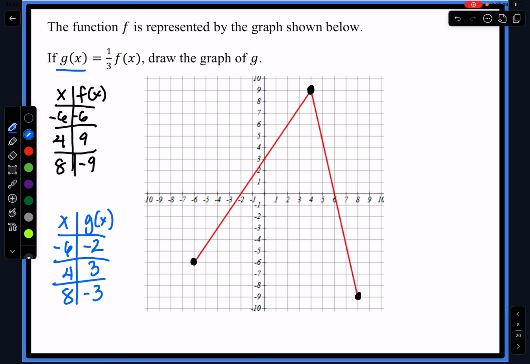So plotting these points in this order, again, in this order from left to right, we're going to have the point -6, -2, 4, 3, and then finally 8, -3. And as I plot these points, these line segments will automatically again appear, and it'll automatically connect these points. That's why you don't want to start in the middle, because it automatically connects the points.